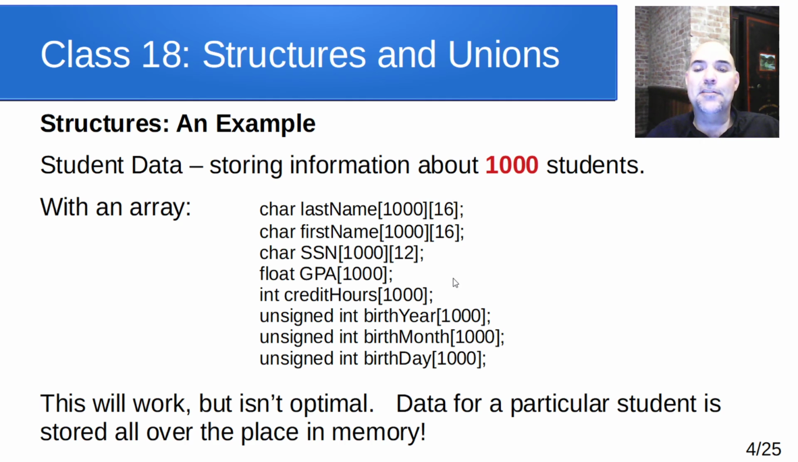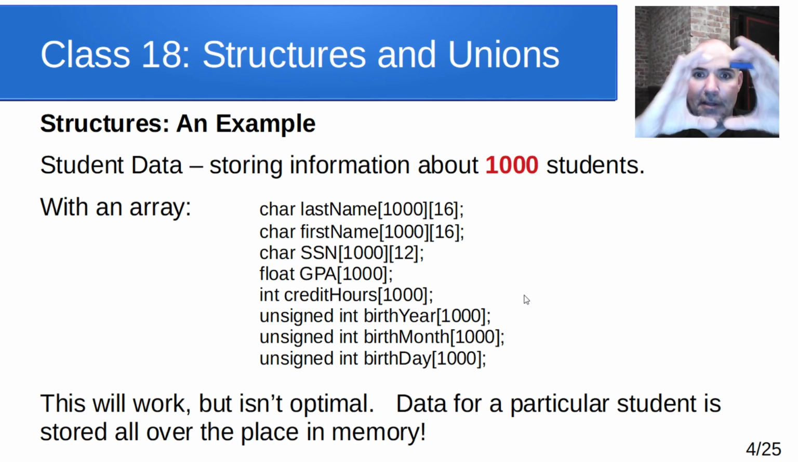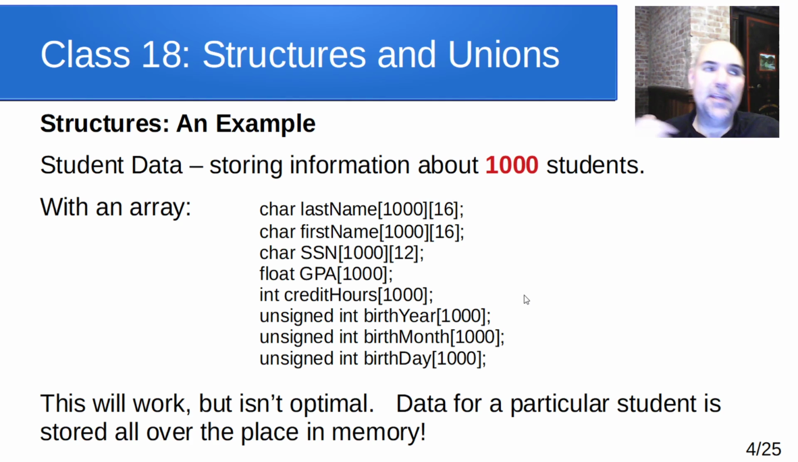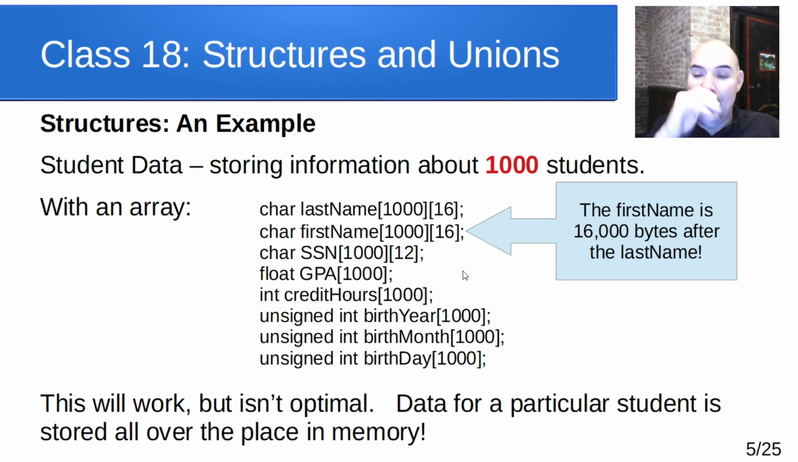So for any particular student, the data is spread out all over the place in memory. And that's not optimal. It'd be nice to have all of those things stored together in one chunk. There are a number of reasons for that. Performance: the computer having to get different pages to get the data would potentially slow things down. Also, if we wanted to resize that, we'd have to move everything around in memory if we wanted to add another student in some way. So there are a lot of reasons that this is not optimal, but it would work. Now, how can we fix that? And as a reminder, first name is 16,000 bytes after last name.